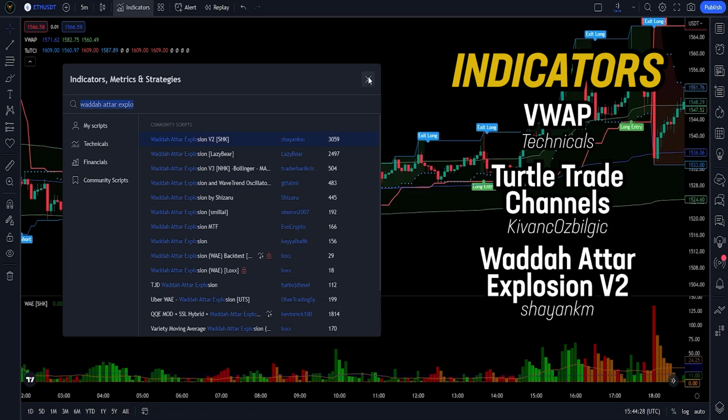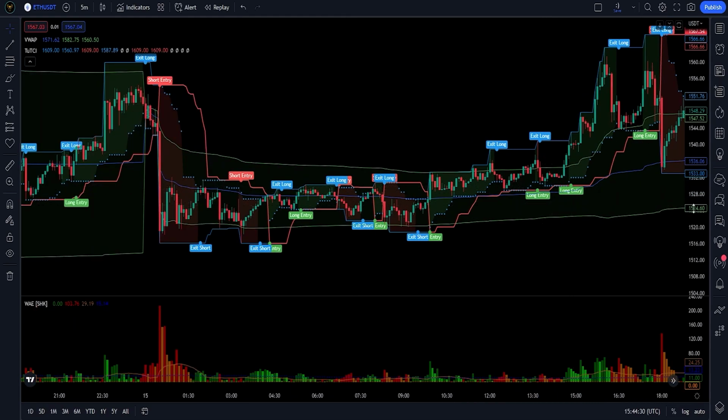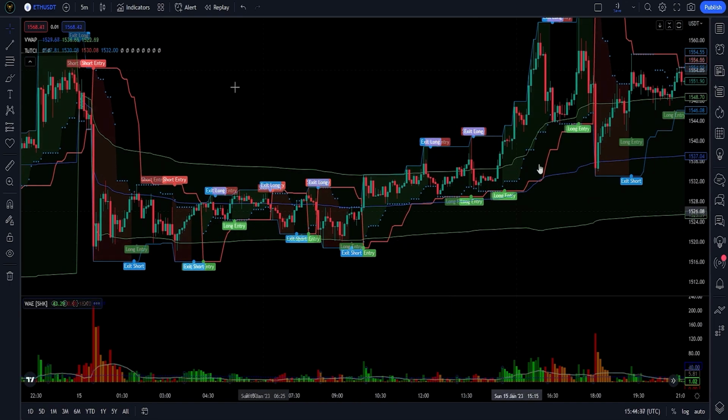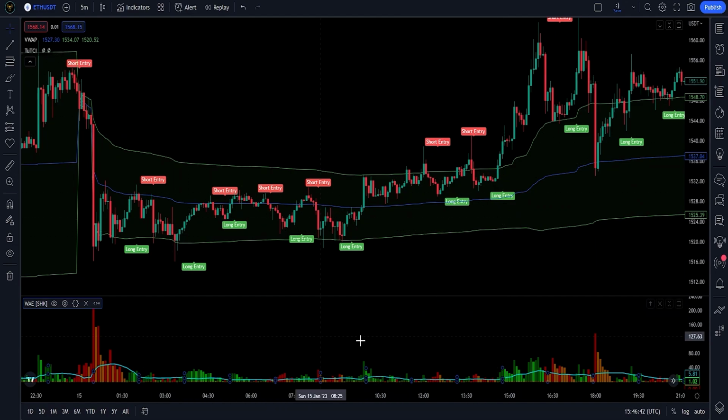Now, when we leave our Indicators tab, we can see that our chart looks very chaotic. Don't worry though, because right now, we will disable all unnecessary settings, and I will show you how to make your chart look like this. So, let's modify our indicators.